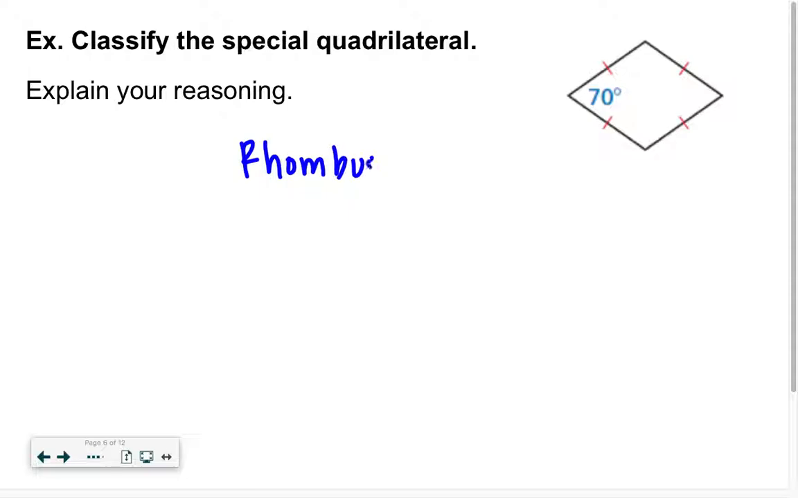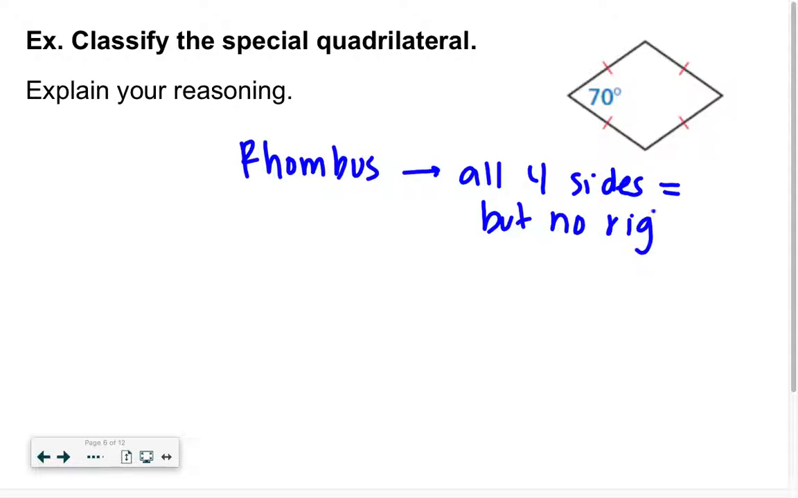Well, that's also true in a square. Okay, very good. You have to put that in there. Absolutely, very good. It is a rhombus because all 4 sides are equal, but there's no right angles. That's why it's not a square.